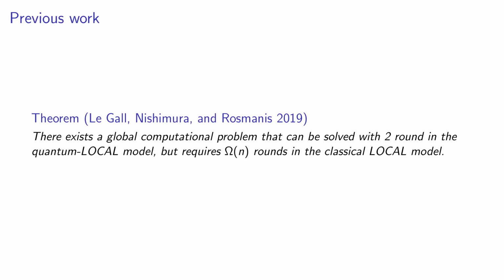Because recall that we did not impose any limits on the amount of computation the computers can do in one round, nor did we impose any limits on the bandwidth of the communication links. Especially, even classically, the computers can simulate any quantum circuit locally. But there is a catch. The problem Gall, Nishimura and Rosmanis presented is a global problem. That is, to verify the solution, you need to see the output of the whole graph. In particular, no node can locally verify whether the solution is actually correct. And this is something we usually care about when studying the local model.